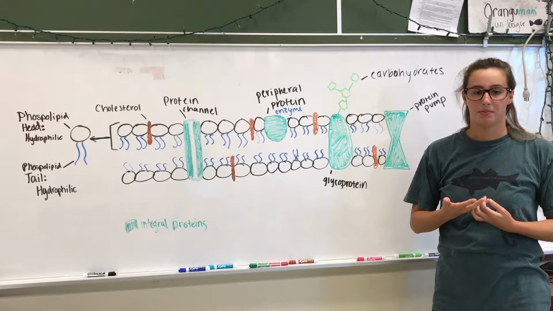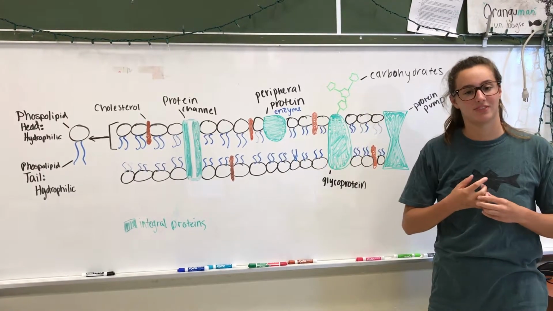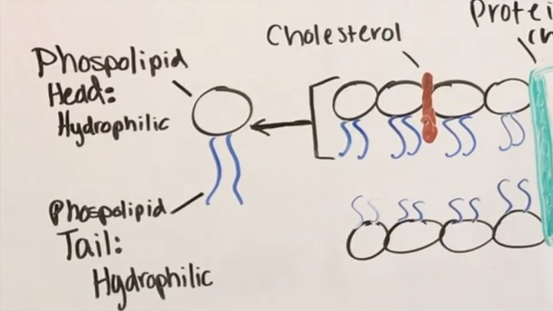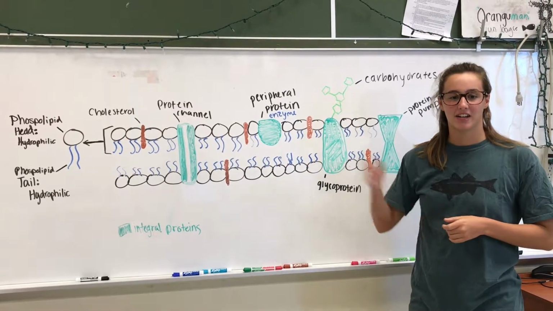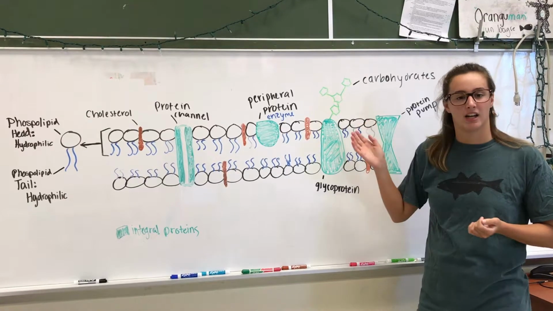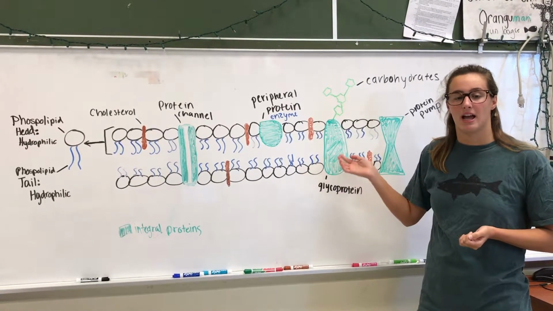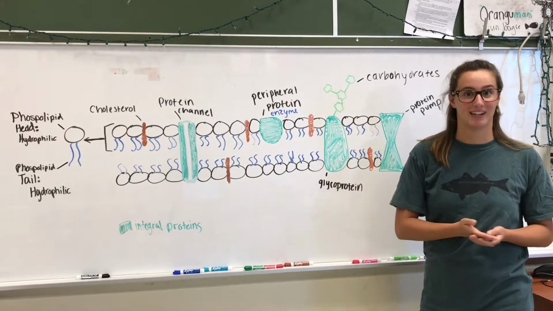Now, the phospholipid bilayer is made up of two parts, the head and the tail. Also shown here. The head is on the outside of the membrane where it faces the watery environment and is hydrophilic, while the tail is on the inside, isolated from the watery environment and is hydrophobic.